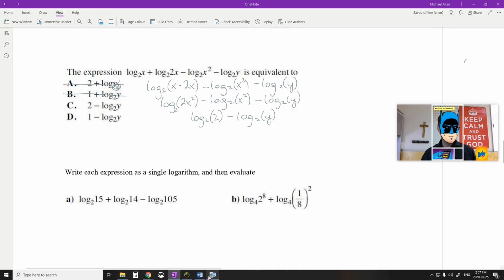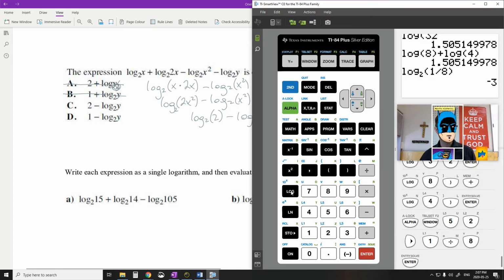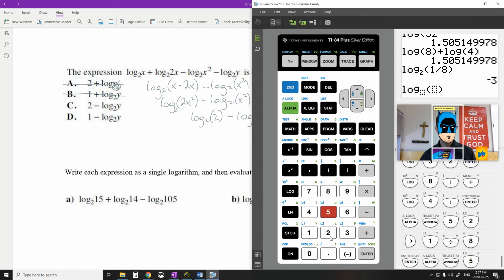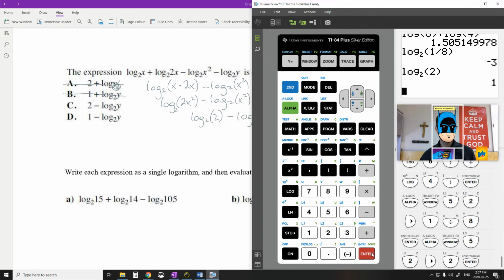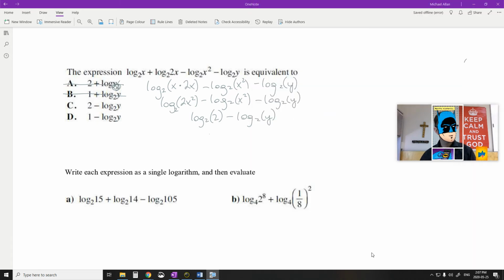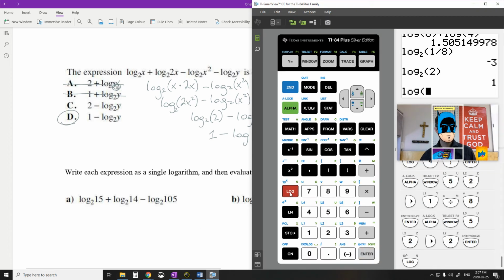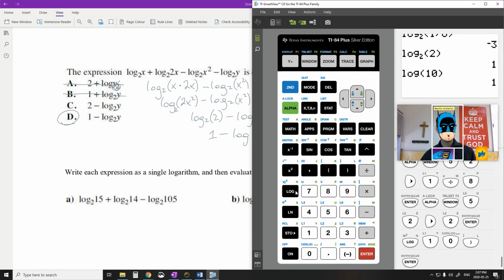Now this brings up a very important property or identity of logs. So let's go alpha window, number 5, log base 2 of 2. We'll get 1. So that's equal to 1 minus log base 2 of y. So that's going to be d in this question. Now the property that's important is that the log of a number that's the same as the base, so this is log base 10. Remember, if you don't see the base there, you assume it to be 10. The log of the base number is 1. It's going to be true for all of these.